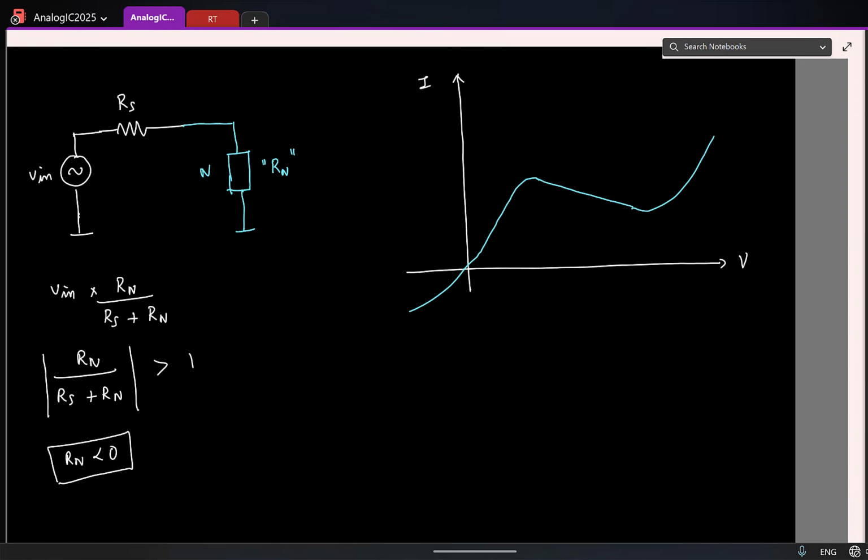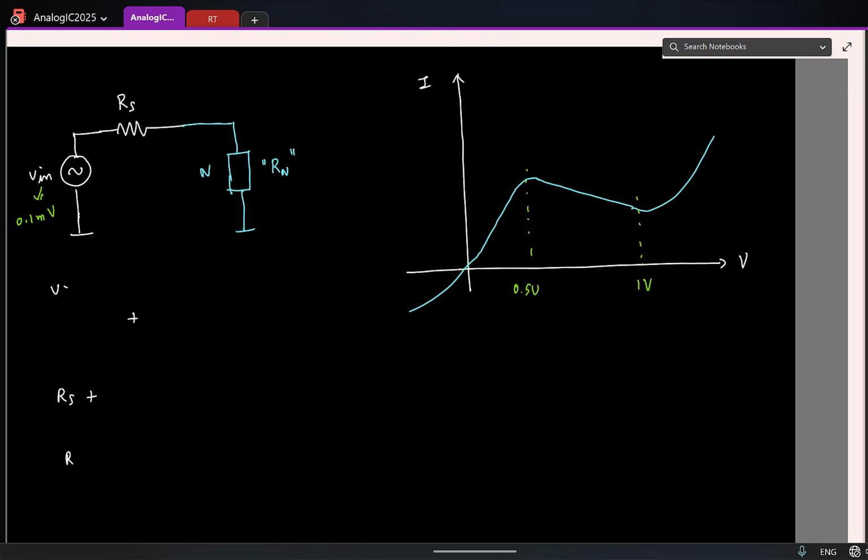So let's say, for example, this is 0.5 volts and 1 volt. Maybe not drawn to scale, but assume that this is 0.5 and 1 volt. So between 0.5 volts and 1 volt, this has a negative resistance. Now let us say I directly go and connect my signal source, and the signal I want to amplify has a very small amplitude of say 0.1 millivolts. If I directly connect the signal here like this, do you think I will get the required amplification or no?